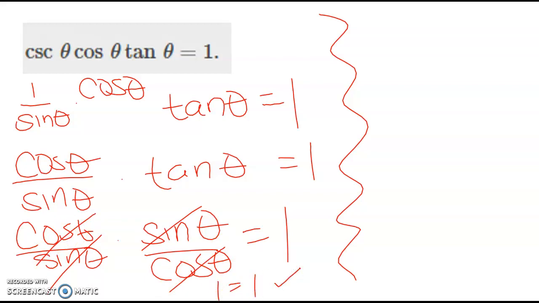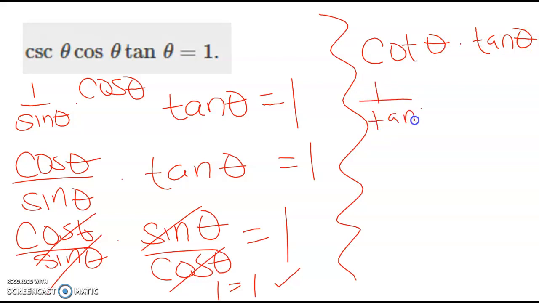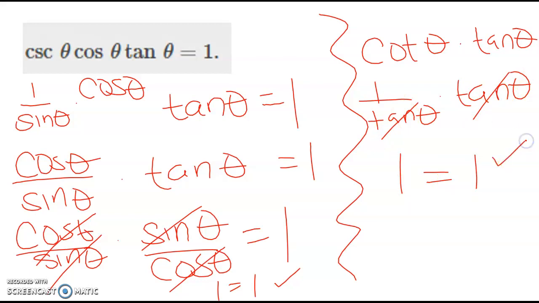Now, if I want to do this another way, I also know that cosine theta over sine theta is equal to cotangent theta. And I know cotangent is equal to 1 over tangent. And 1 over tangent times tangent is equal to 1. So 1 again equals 1. And so that is the second way of doing it. All right, let's go to the next one.